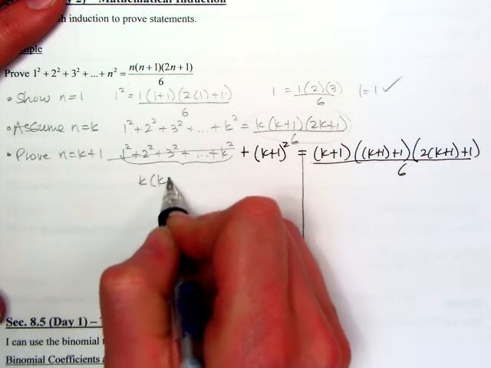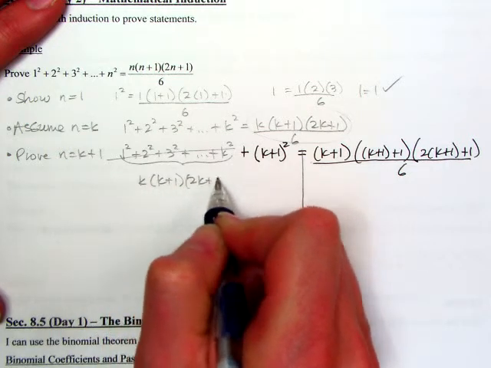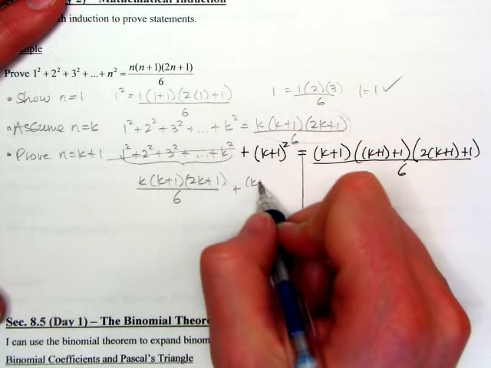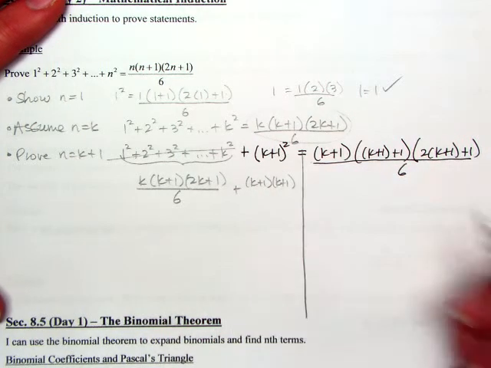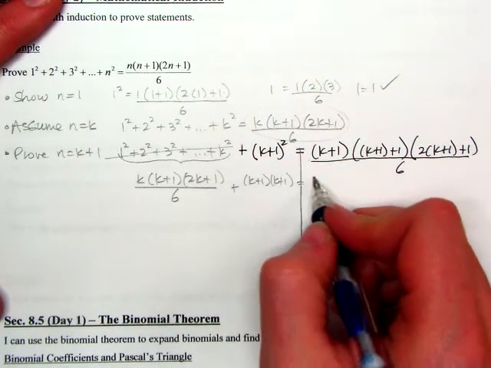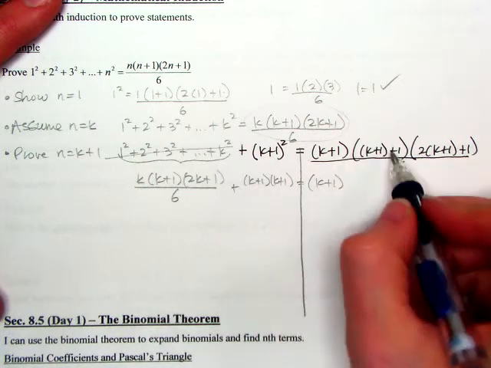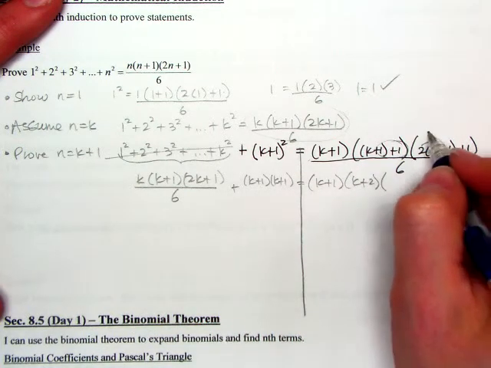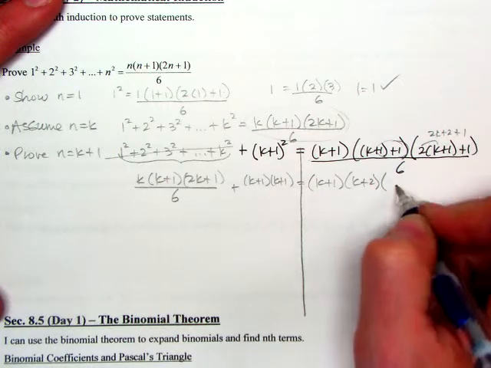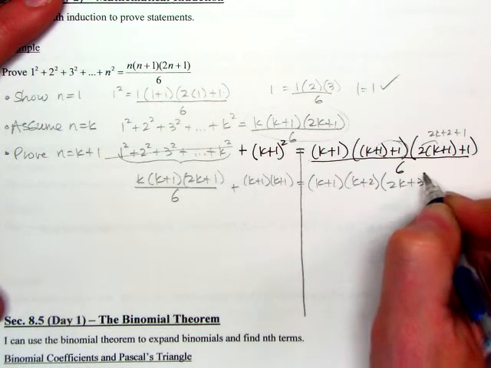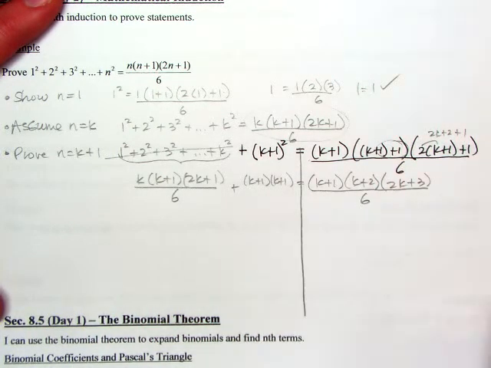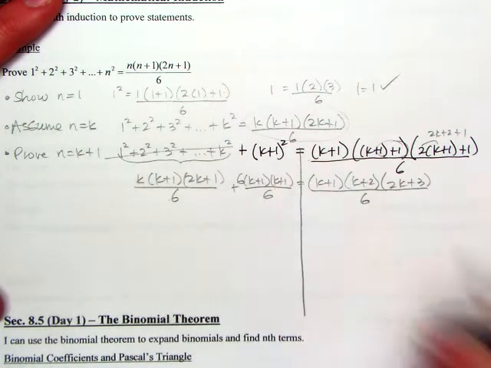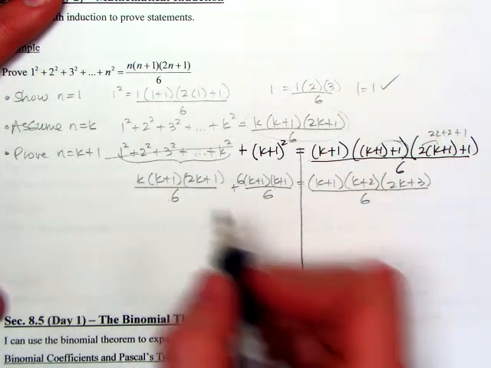So k plus 1, 2k plus 1. This guy is k plus 1 squared, so I'm going to write that twice because that's going to remind me that I have to FOIL that. Over here I've got a k plus 1. This is k plus 2. And this guy is 2k plus 2 plus 1, so 2k plus 3, all over 6. Again, odd man out is this guy, so put it over 6 and put a 6 on top. Now they're all common denominators.